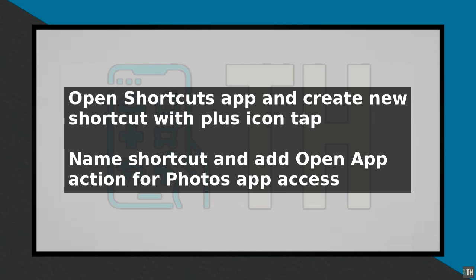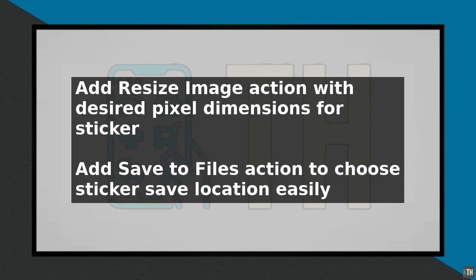To use your sticker, open the Messages app and start a new conversation or open an existing one. Tap the app's icon and select the Photos app. Choose your sticker from the Photos app and send it to your recipient.